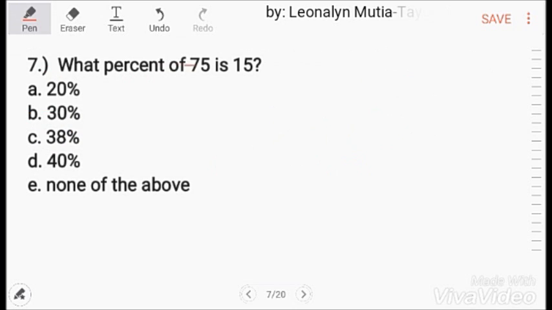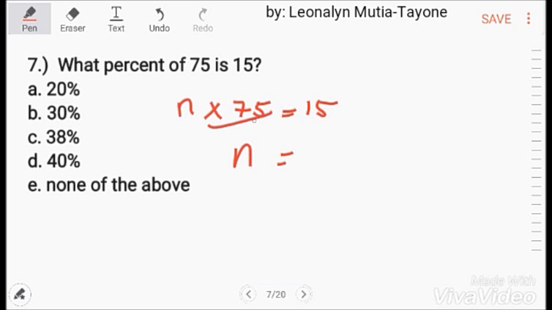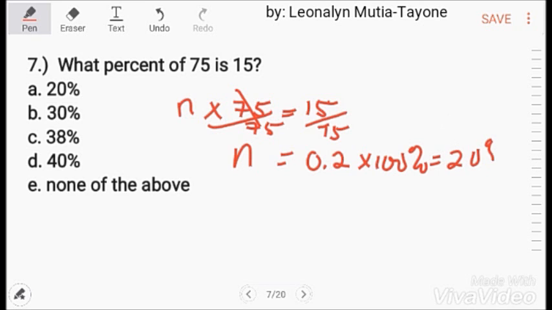Number 7. What percent of 75 is 15? So let n be our percent of multiply yan. 75 times n is equals 15. So mag-transpose tayo, mag-divide tayo ng 75 dyan para makancel yan at ma-isolate na si letter n. So 15 divided by 75 and that is 0.2. So i-multiply natin ng 100% para ma-percent na siya and that is 20%. So the answer is 20%.